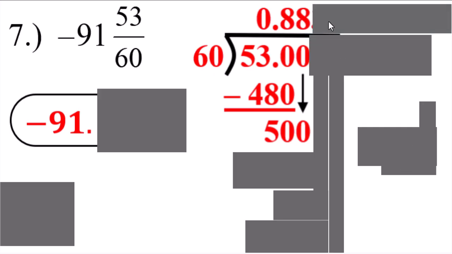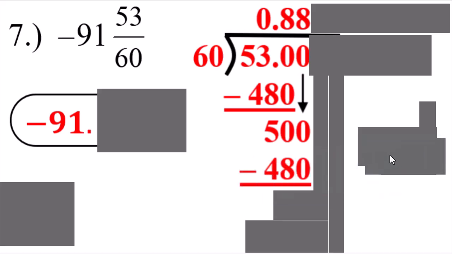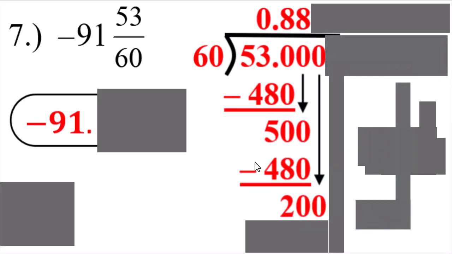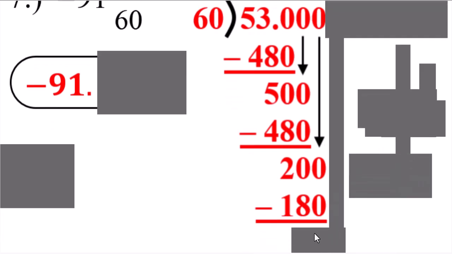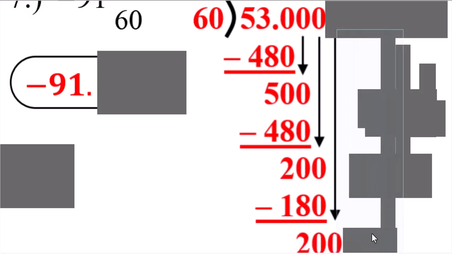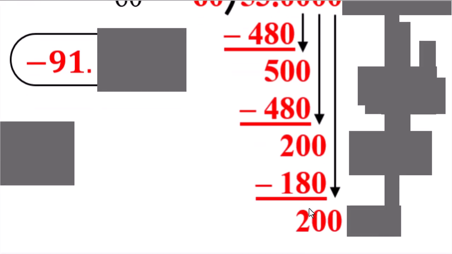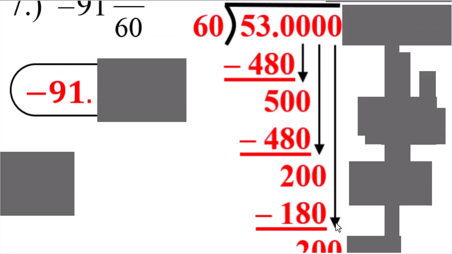That would go in 8 times again, because 8 times 60 is 480. That's the closest you can get to 500 without going over. Subtract, you get 20. Then you would put a 0 and bring it down. How many 60s go into 200? Well, you ask yourself how many 6s would make 20, and that would be 3 of them. 3 times 60 is 180. Subtract, you get 20, and then you would bring down another 0. And here's where you start to see a repeating pattern. You see how it's 200 again exactly?